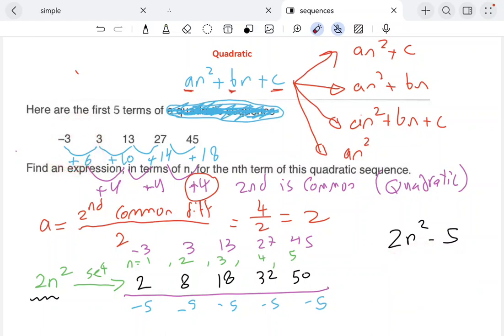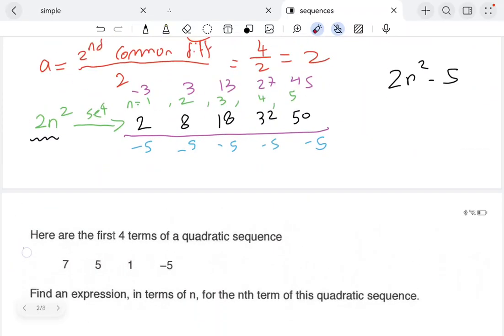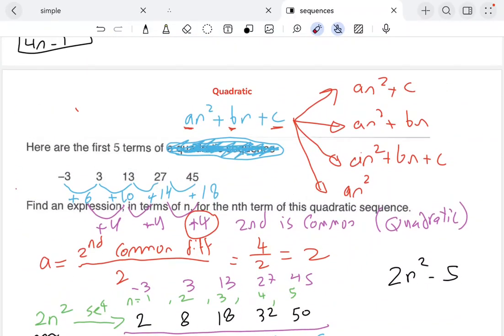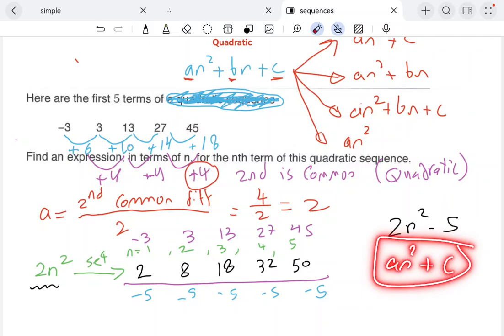Put n equals 2. So it's going to be 2 squared times 2 minus 5. 2 squared is 4 times 2 is 8 minus 5 is 3. Correct. Put n equal 3. 3 squared is 9 times 2 is 18 minus 5 is going to be 13. Yes, that's the nth term. Okay, that's the example if we have only n squared plus c.